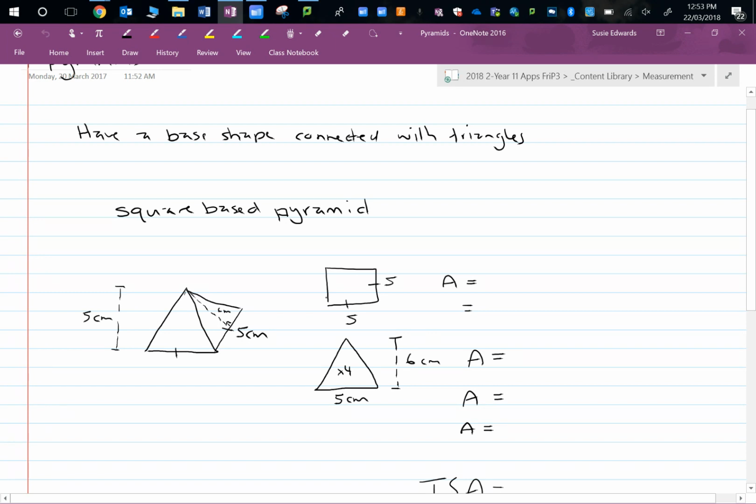Okay, that would be the height of this, here to here, from the middle point to the tip. Okay, 5 centimeters. However, we're actually trying to find the area.